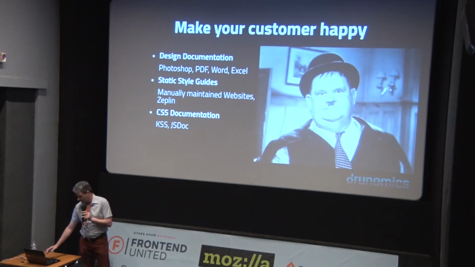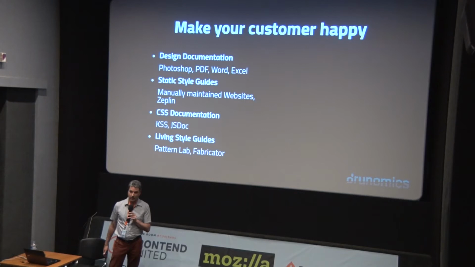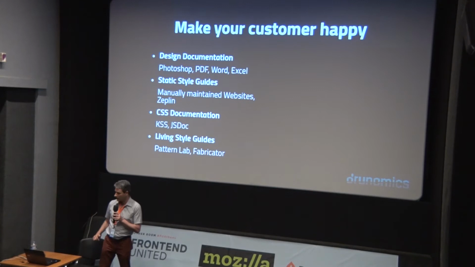So then we have a living style guide. Maybe not everyone has worked with it, but heard of it. A living style guide is, for instance, PatternLab or Fabricator. The benefit of a living style guide is that it's a website, but it's reflecting directly what you write in your Sass code, which is then transformed to CSS, and displays it instantly. So you write it and you see it. It's something like a WYSIWYG for styles.